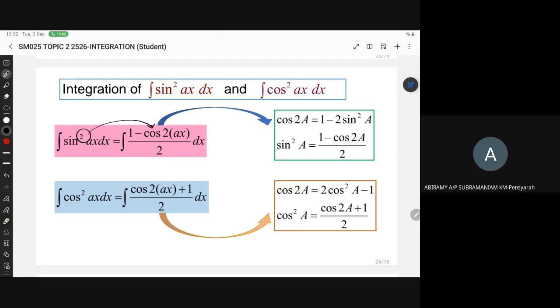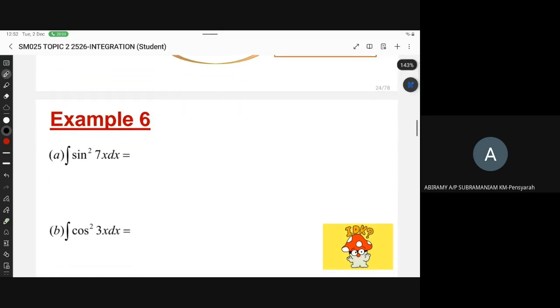If we are given a question with sine square, we will be using the double angle formula where sine square is 1 minus cos 2a divided by 2, and cos square is cos 2a plus 1 divided by 2. For example, if we are given sine square 7x dx, this is not normal algebra, this is quadratic, so we can't add the power, that will be wrong. We are going to write this square as power 1 using double angle formula.